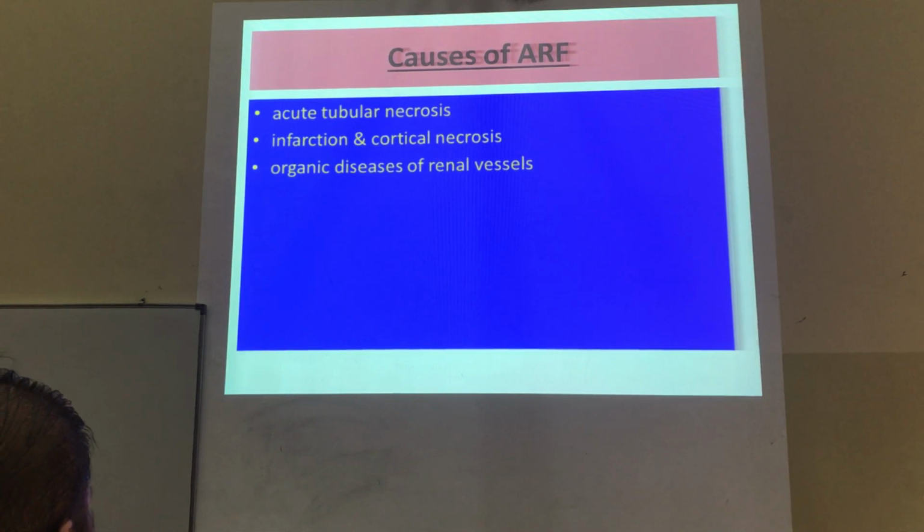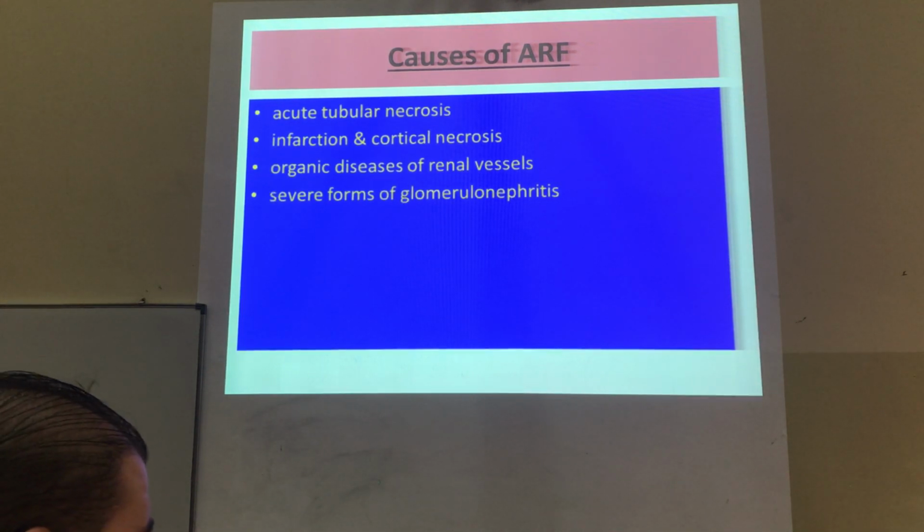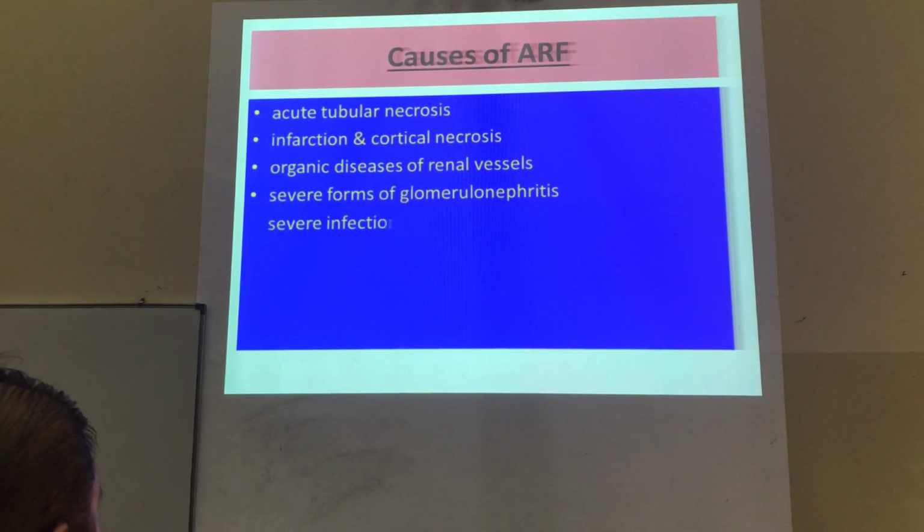There are organic diseases of the renal vessels, as I told you. There could be atheroma, there could be sudden blockage, a clot in those vessels. They can cause acute renal failure. If there is any severe form of glomerulitis, rapidly progressive, membranoproliferative, acute post-infectious, even if they become severe, ultimately they can lead to acute renal failure.